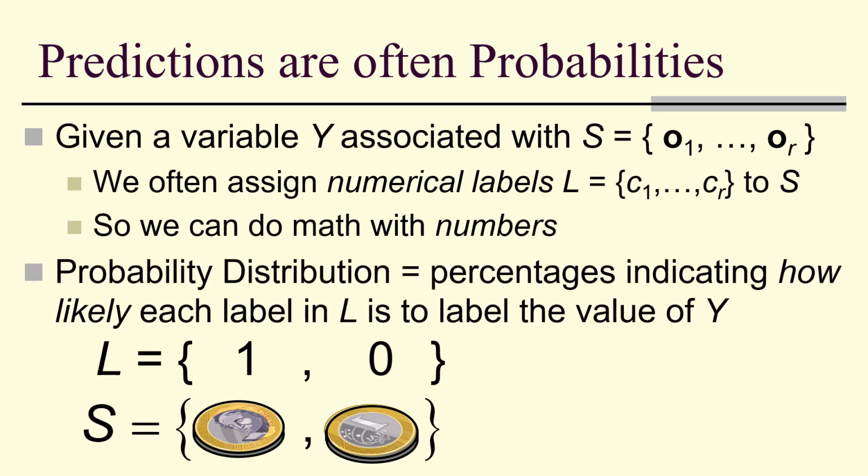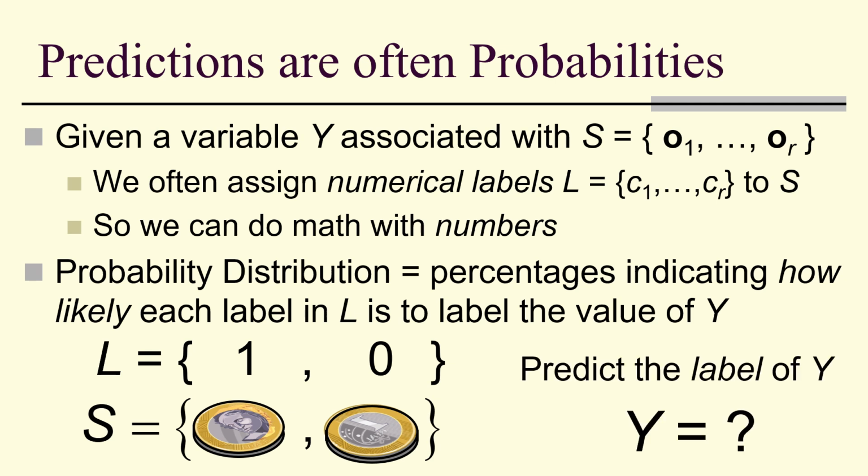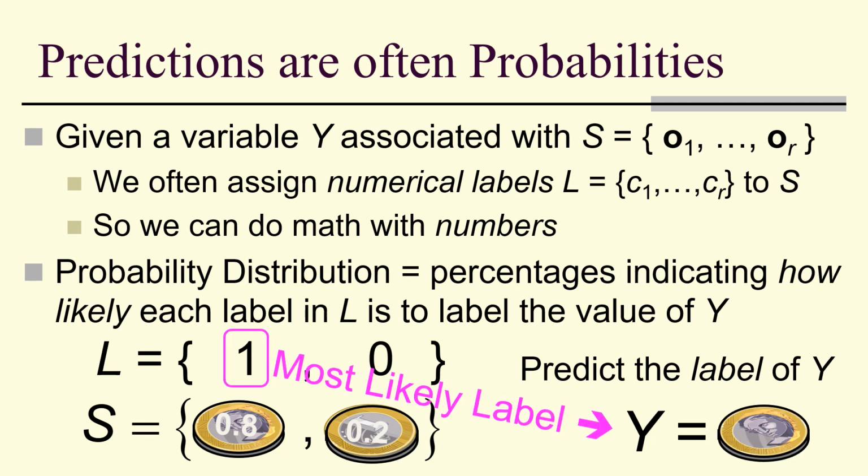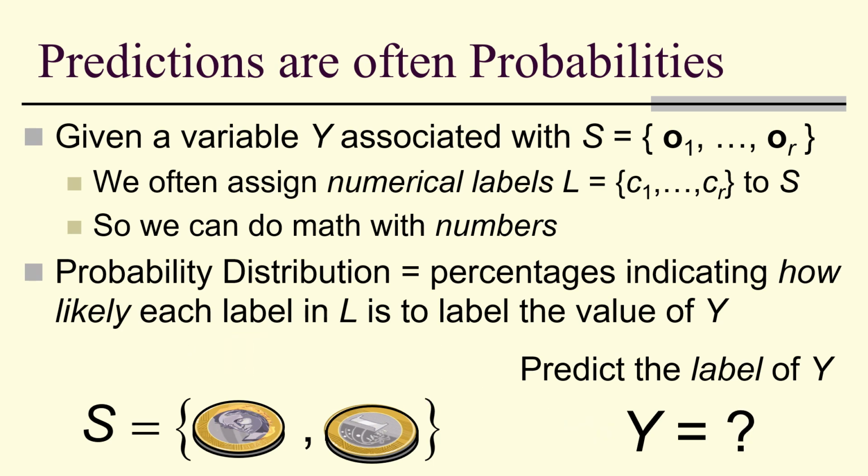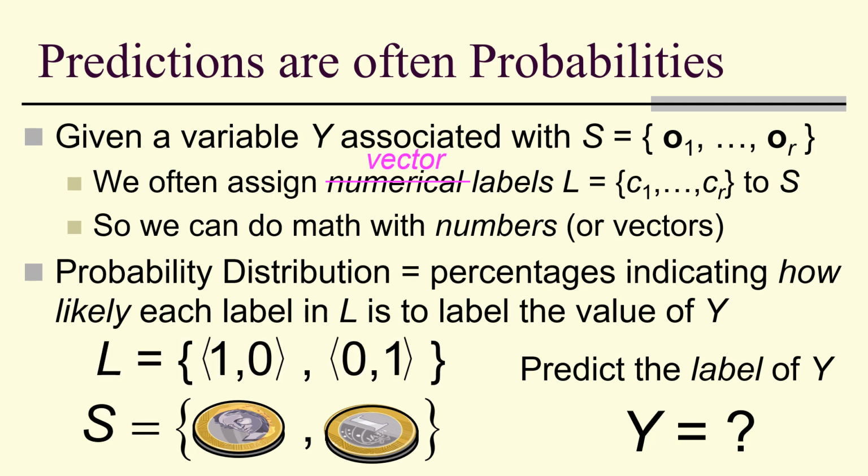If we have a probability distribution, then the percentages indicate how likely each label in L, each number, is to label the value of y. So predicting the label of y, if we have 80% chance of heads, then most likely y is heads, but we would predict a label of 1. Now in reality, we'd actually prefer to use vectors. In other words, vector labels. For example, we could label heads 1, 0 and tails 0, 1.